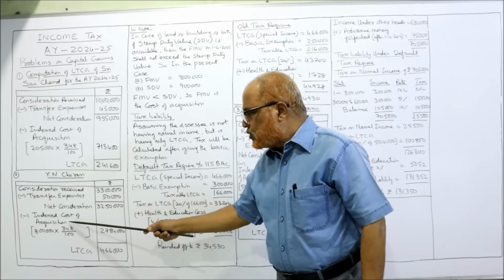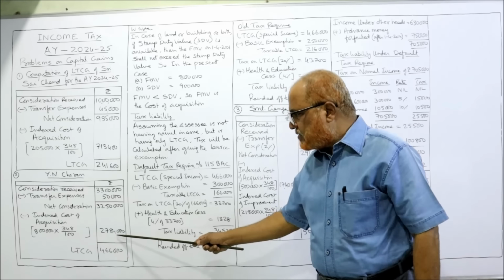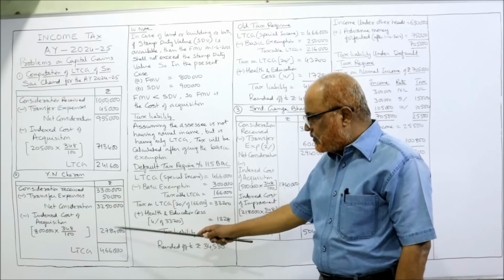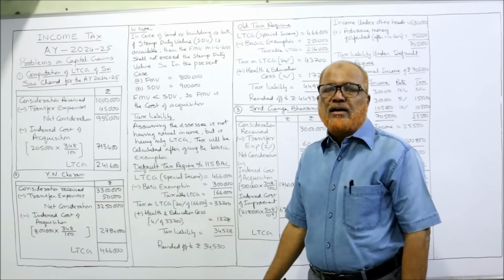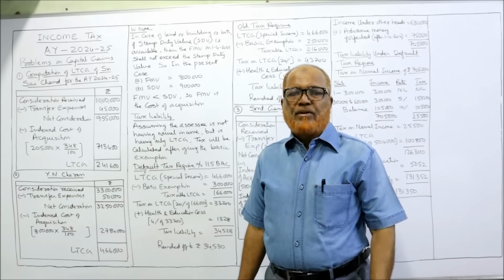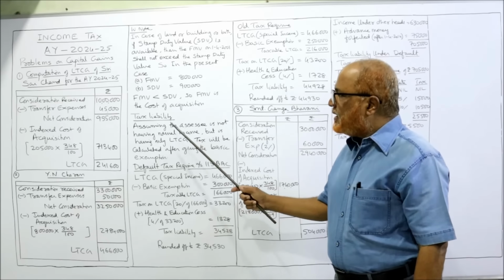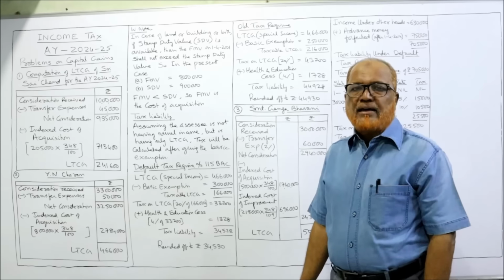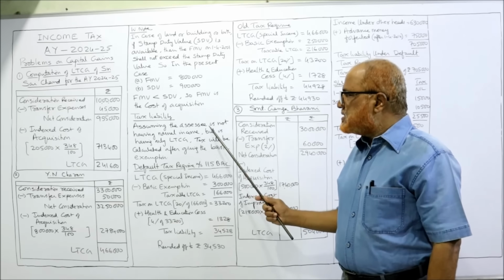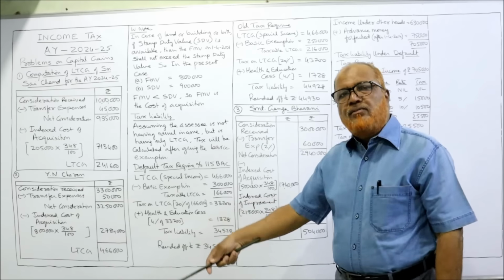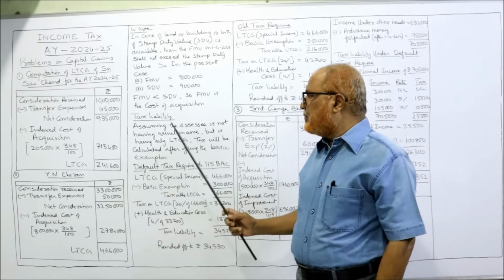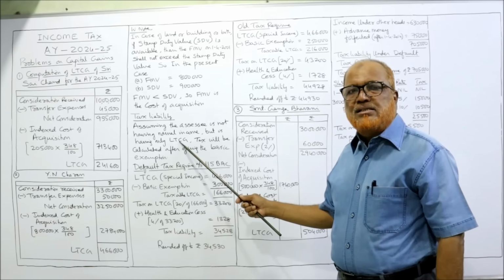So 8 lakh into 348 by 100, you get 27 lakh 84,000. Subtract, you will get LTCG 4 lakh 66,000. First part computed LTCG. The second part, it is asking you to calculate tax liability. Assuming assessee is not having normal income, it is given in the problem, he does not have any other income, but he is having only LTCG.